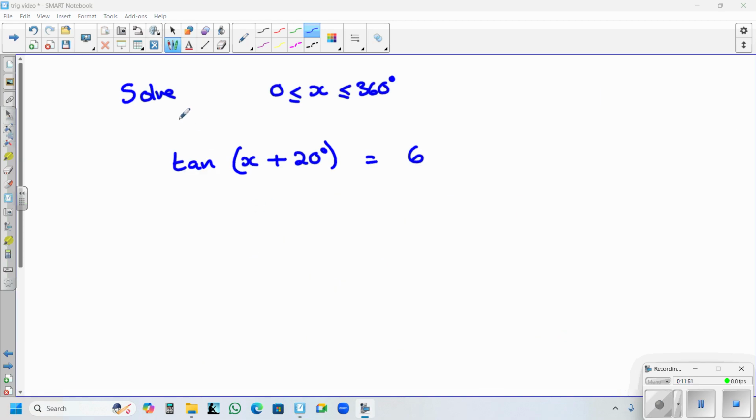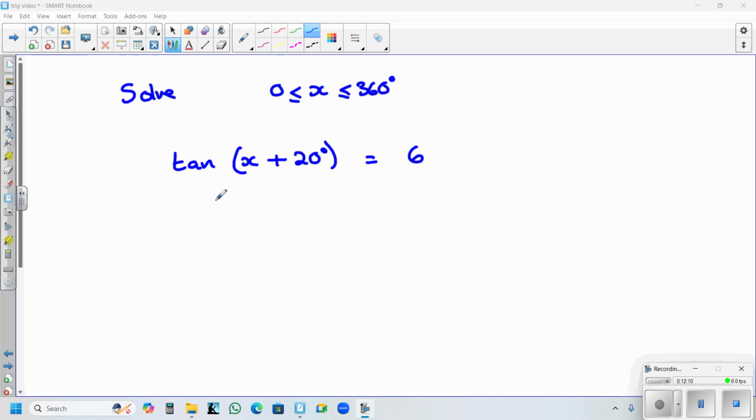So for this one, we're going to solve x between 0 and 360. Tan of (x plus 20) is equal to 6. So we've got tan, you could have sine, cos, and you've got this inside the bracket. It's only one x. So the period of this function is 360 degrees. So we don't need to worry about adding on when we get to final answers.